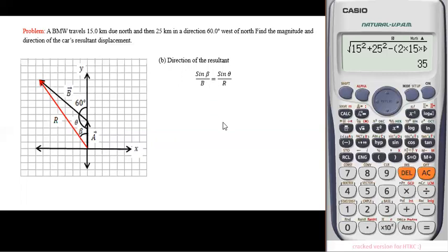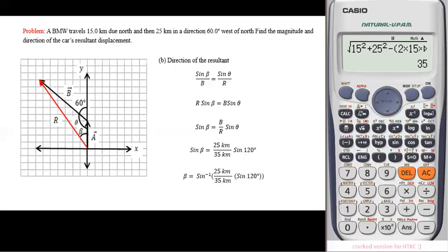Then cross-multiply. So that becomes R sine B is equal to B sine theta. Then divide both sides by R, so that what remains is sine B. So that's it. Now, substitute the values we have. For B, we have 25 kilometers, and for R, we have 35 kilometers times sine 120. So to get the value of beta, beta is equal to arc sine of 25 sine 120 over 35.